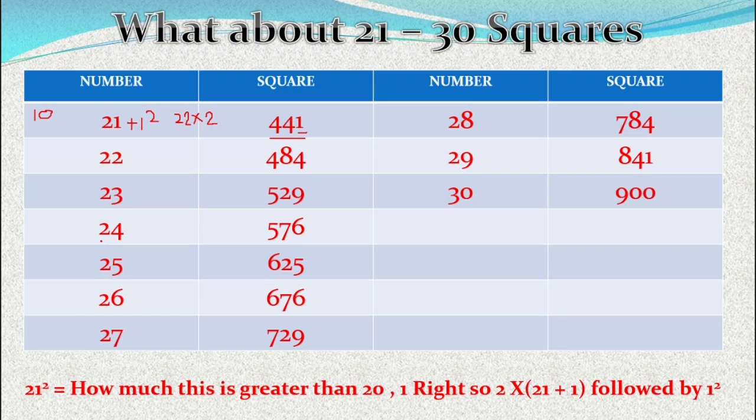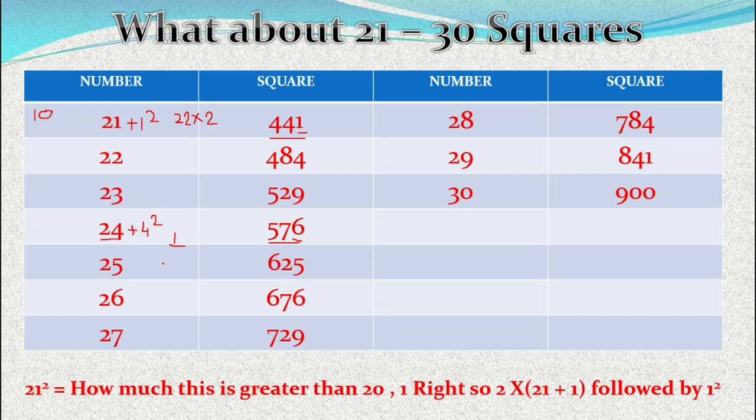Take another value. Take 24. 24 is 4 greater than 20. 4 square is 16. So I have written 6 here, and 1 is the carry. And 24 plus 4 is 28. 28 into 2 is 56. 56 plus 1 is 57. 576 is the answer.